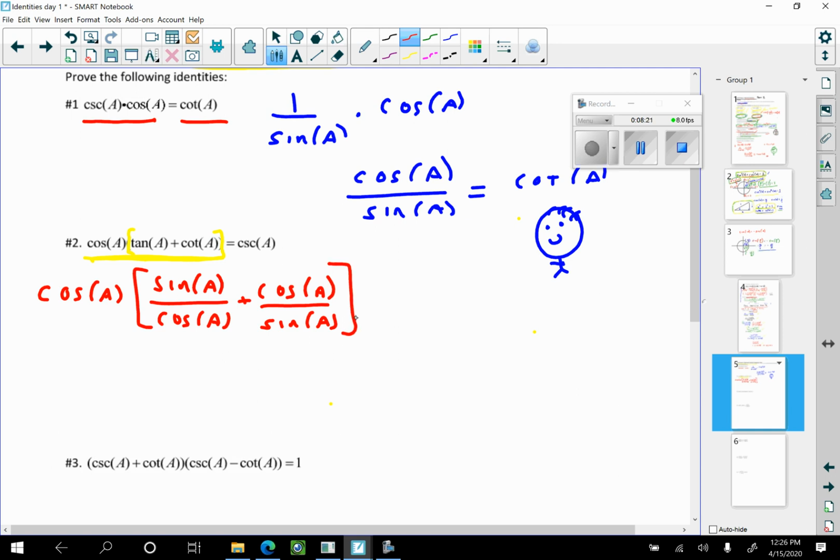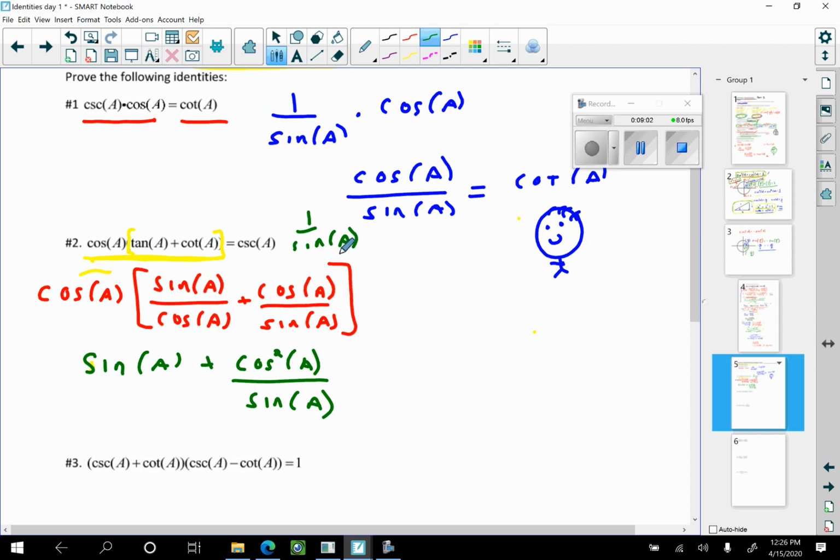And guess what I'm going to do? I'm simply going to multiply through by cosine. I'm going to take and multiply through by this cosine. Cosine times sine over sine is simply going to be sine of A. Don't write that in yellow, please. Bam. This times this, the cosines will cancel. This times this, I'm going to have cosine squared A over sine of A. Okay, keep in mind where I want to go. I want to end up at 1 over sine of A.